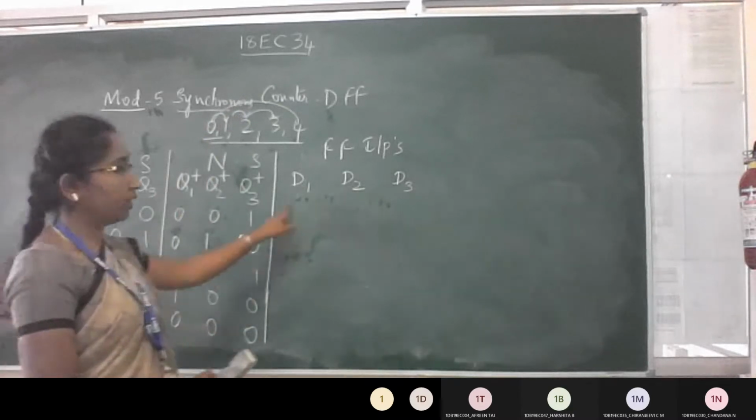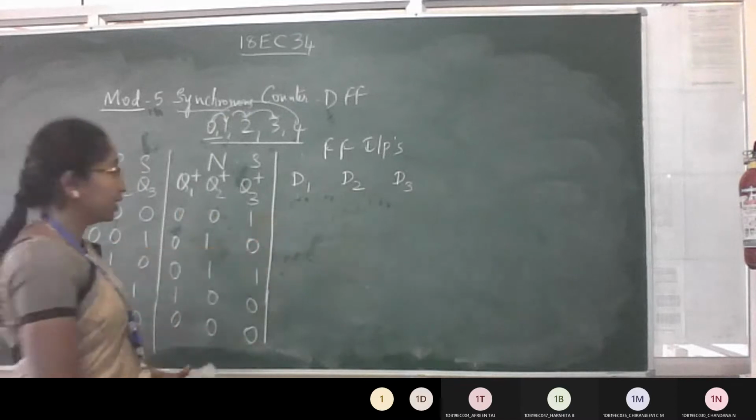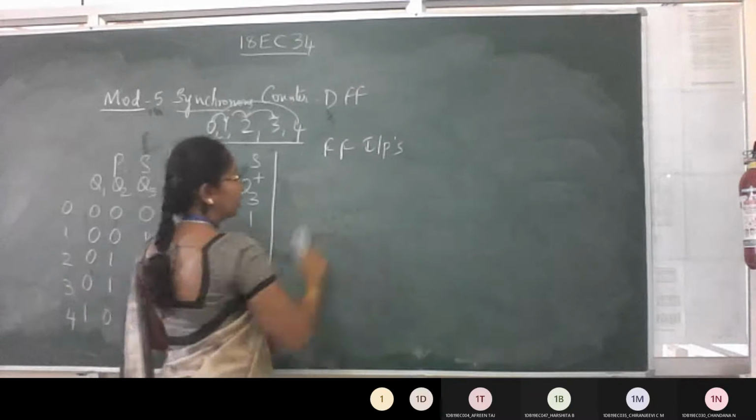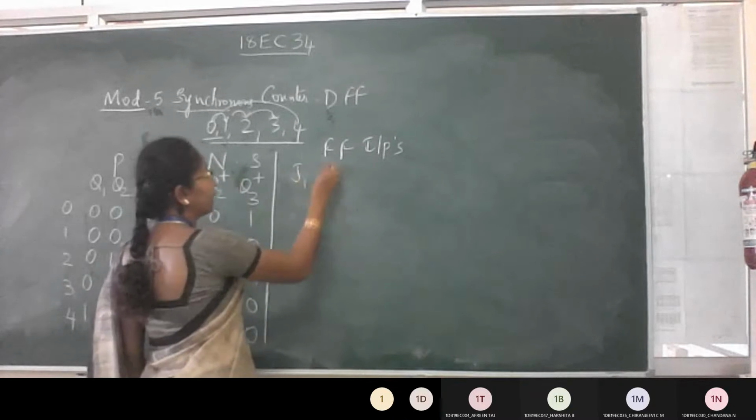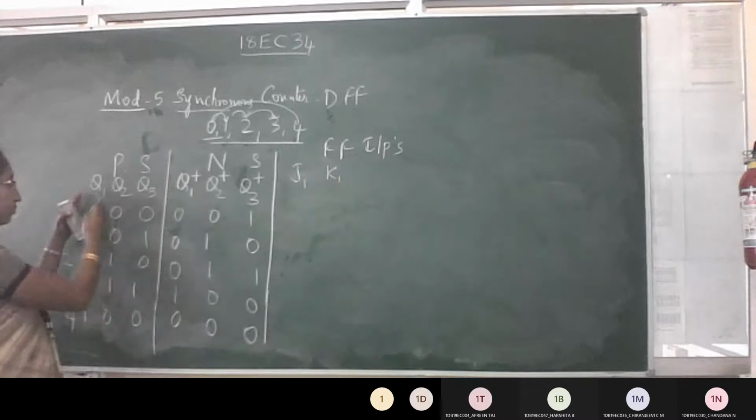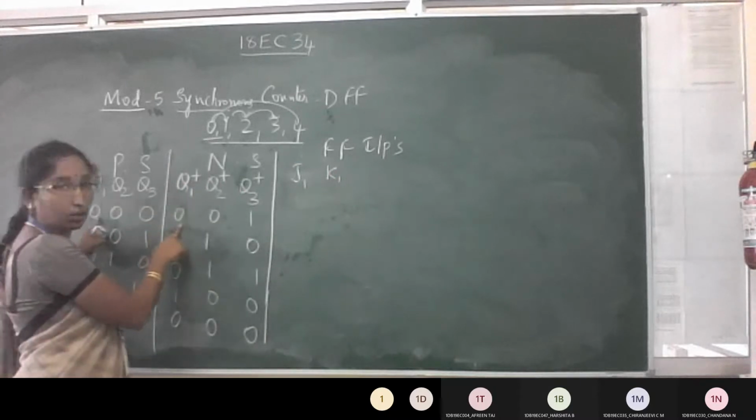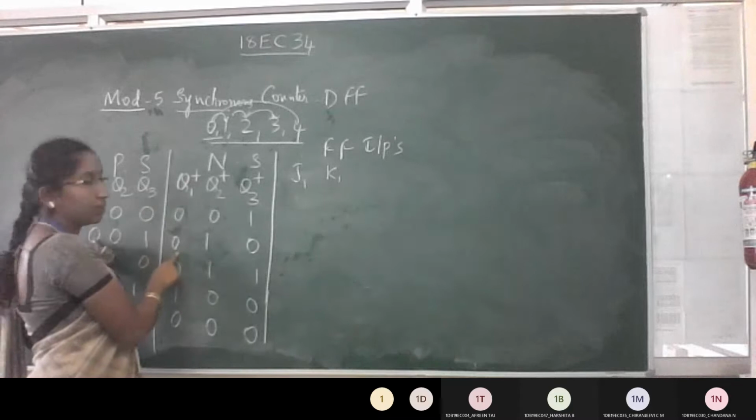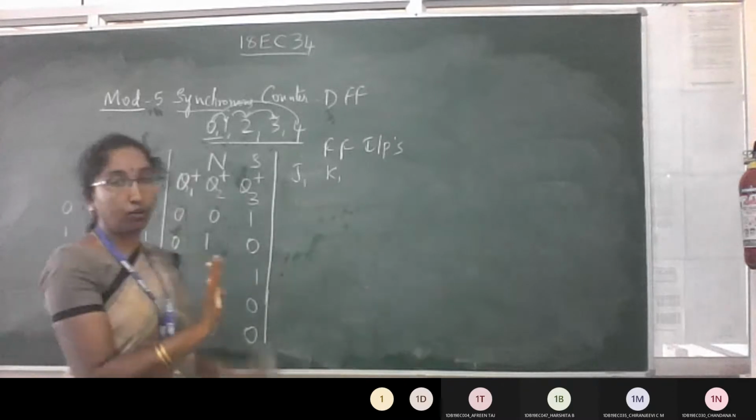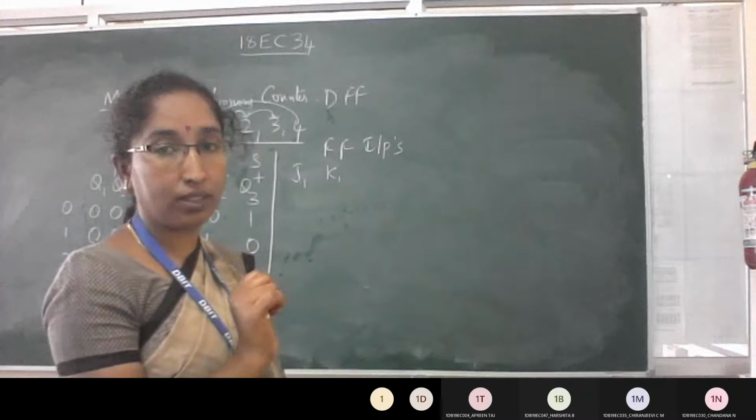So now D flip-flop. Here you need to just copy the next state. If it is not D1, D2, if you are taking J1, K1, similarly J2, K2, then you need to observe the Q1 and Q1 plus columns. 0, 0 means 0, don't care. Again 0, 0 means 0, don't care. You should remember all 4 excitation tables to design a counter.